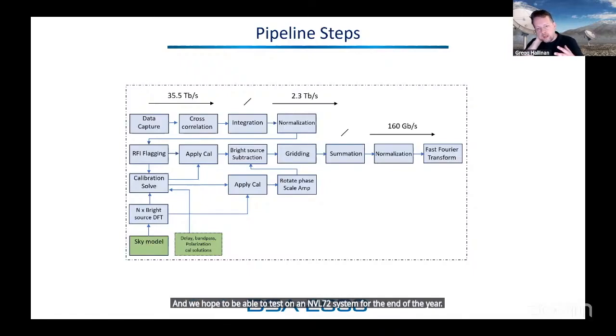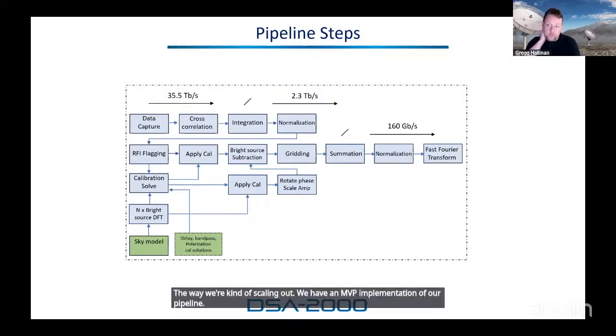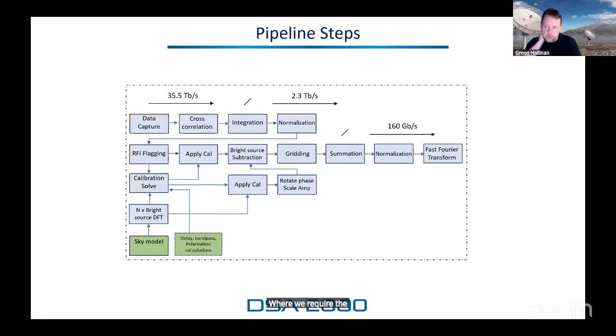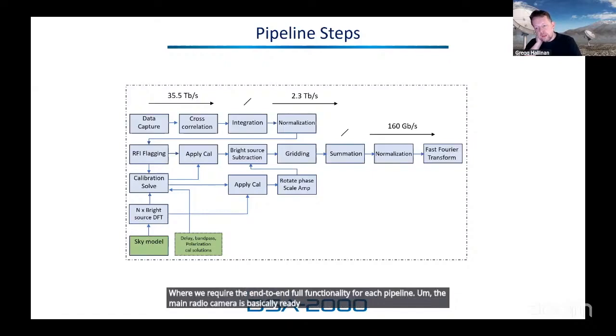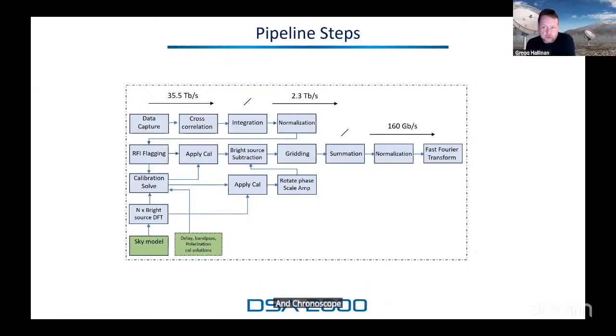The way we're scaling out, we have an MVP implementation of our pipeline where we require the end-to-end full functionality for each pipeline. The main radio camera is basically ready this month, and chronoscope is another maybe 2 or 3 months. So I think we're doing okay, and I think these rack scale systems only make our lives easier rather than harder. That's very exciting. Thanks.